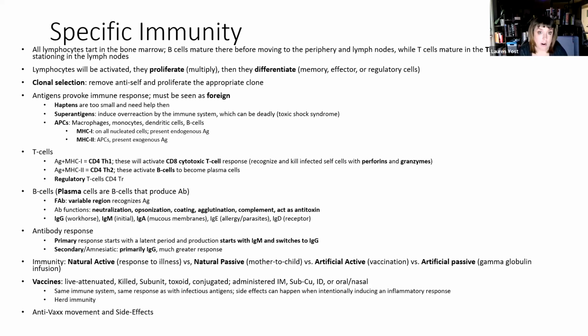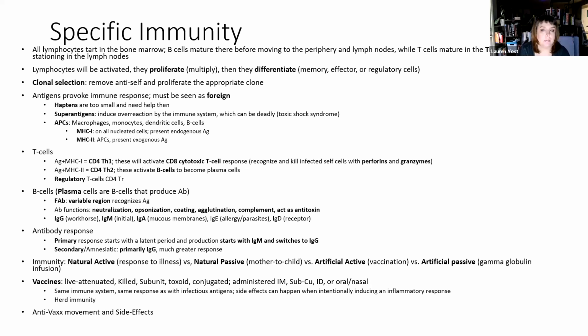Once lymphocytes are activated, they will proliferate first, so it just means multiplying, and then they will differentiate into either memory, effector, or regulatory cells. And they're exactly what they sound like. Memory cells essentially give your body memory of having encountered this antigen before. Remember, antigen is anything that can provoke an immune response.